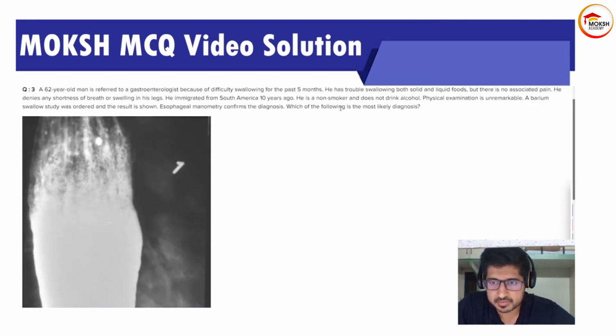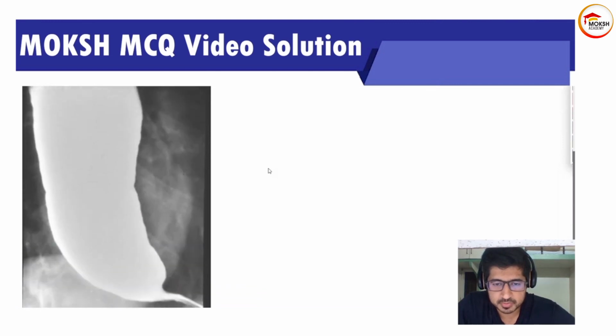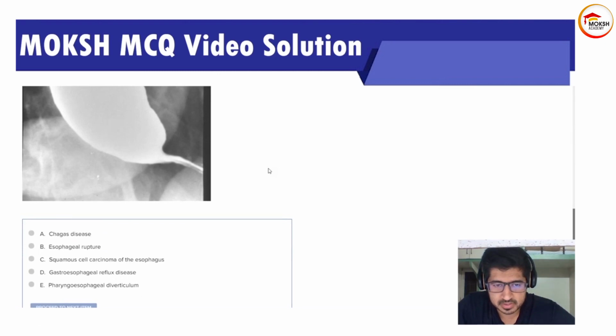Esophageal manometry confirms the diagnosis. Which of the following is the most likely diagnosis? I'll show you the options first. Option A, Chagas disease. Option B, esophageal rupture. Option C, squamous cell carcinoma of esophagus. D, gastroesophageal reflux disease. And E is pharyngoesophageal diverticulum.